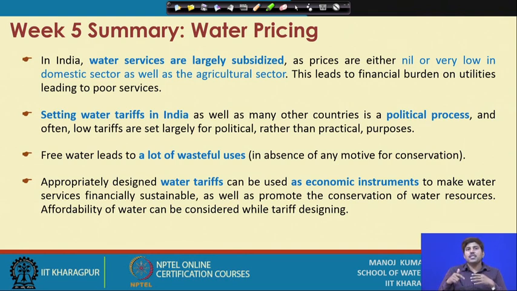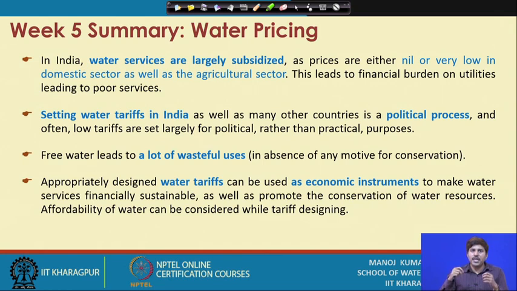Now, if water prices are very low or the water is free, it does not lead to any motivation for conservation, unless somebody is very pro-environmentalist. We will not think about water conservation. The major motivation behind water conservation could be if water is priced highly, so people will start valuing water as a resource for which they have to pay, and then obviously the wasteful uses will reduce. So, free water leads to a lot of wasteful uses, which is one of the major concerns and reasons why water should be appropriately priced.